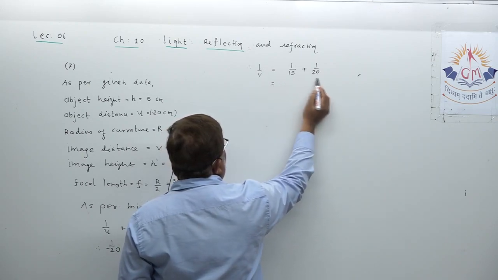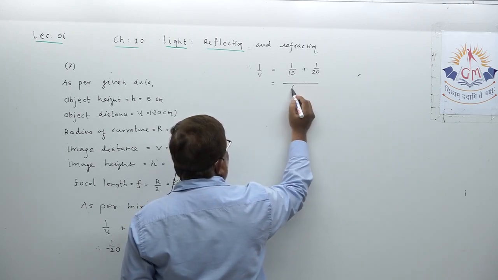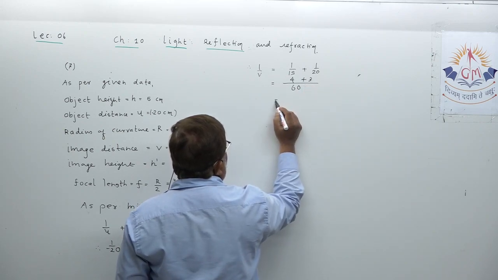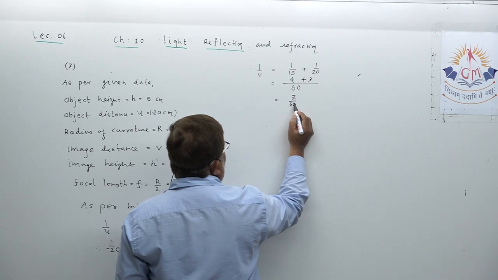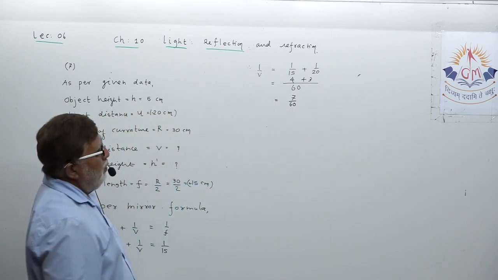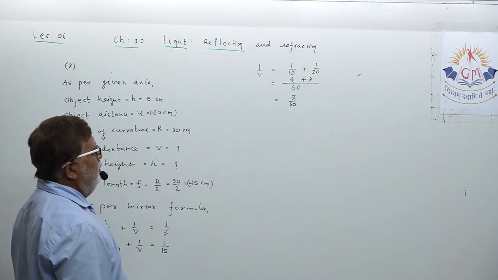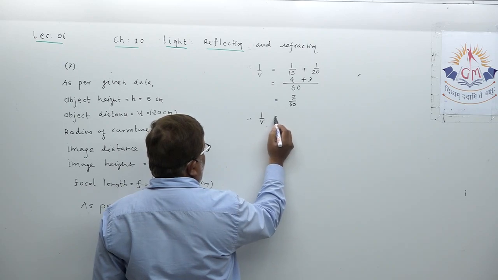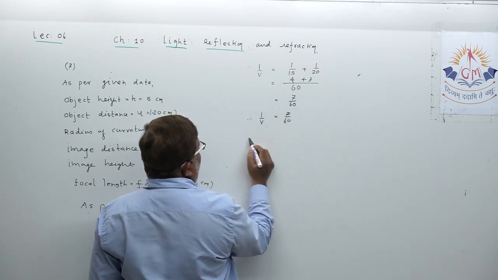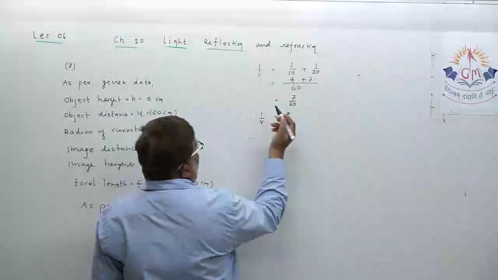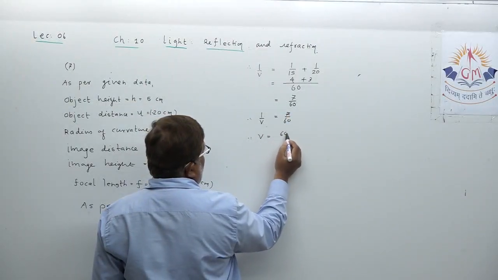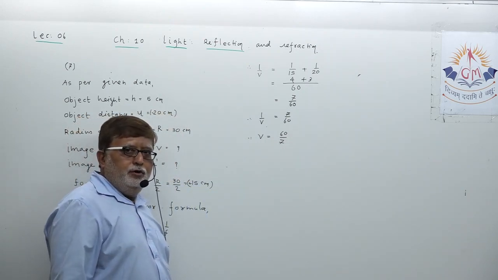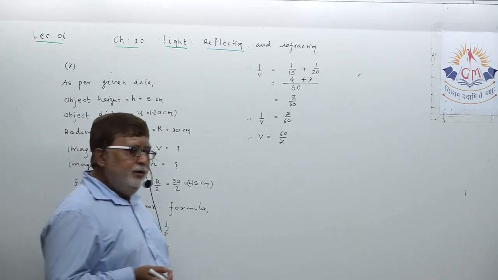Let us take LCM of 15 and 20. That is 60. 15 4s are 60, 20 3s are 60. Understand? So we got 7 upon 60. Okay. Is it clear? Therefore, 1 upon v equals 7 upon 60. So dear student, v equals 60 upon 7. Okay. This is what we got, the value of v.